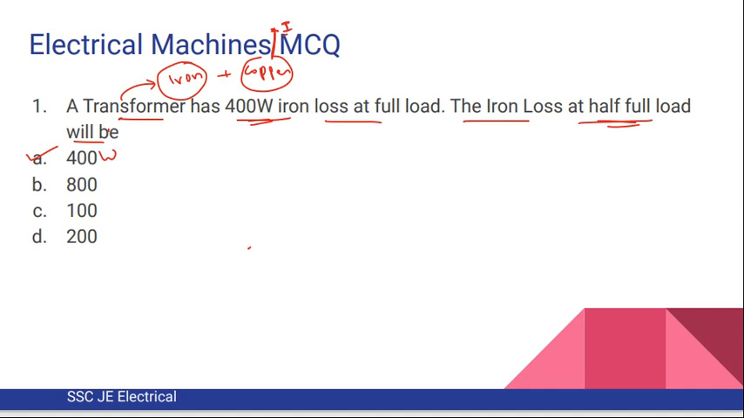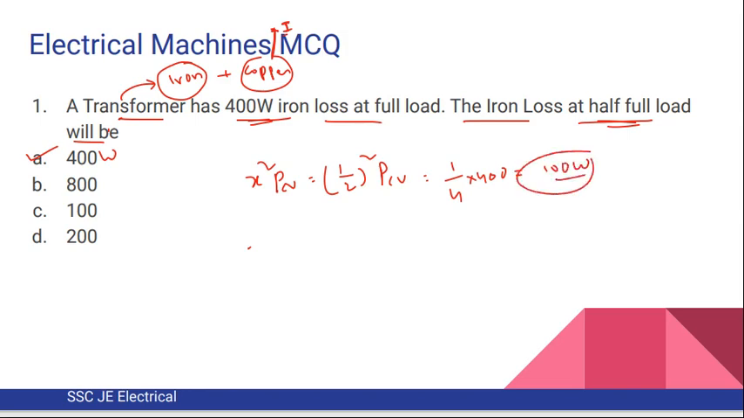For the same question, if it were given for copper losses, what happens? x square into copper loss, that is 1 by 2 whole square into copper losses, that is 1 by 4 into 400, that is 100 watts will be the copper losses. But here the iron losses are asked, iron losses won't depend on the load. So the answer is 400 watts.